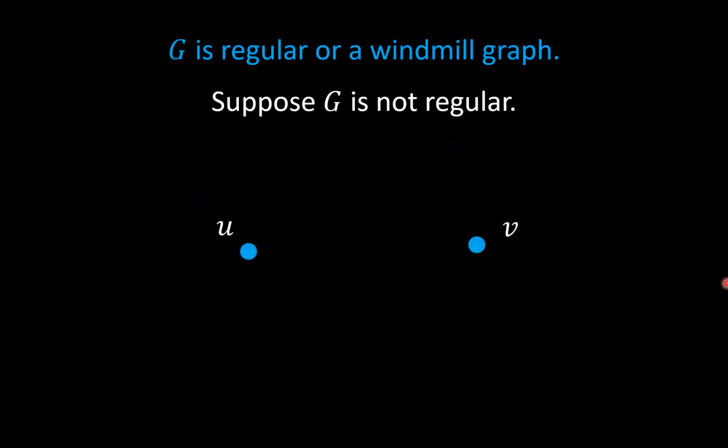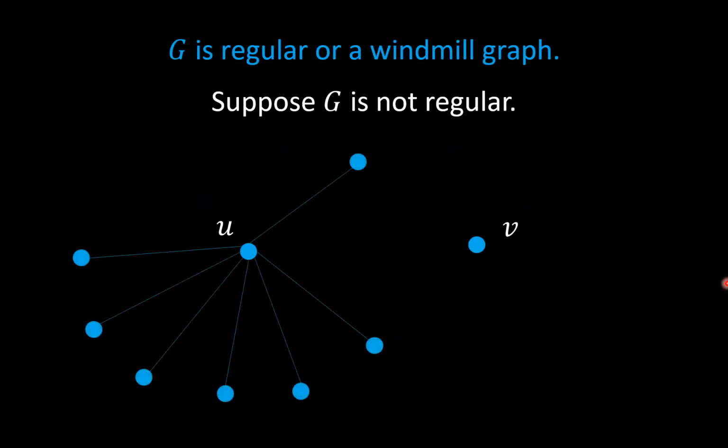U has some number of neighbors, V has some number of neighbors. But by the previous lemma, we know that U and V must be connected because they have different degrees. And they have a common neighbor W by the conditions of the friendship theorem. Now, let's take a neighbor of V which is not a neighbor of U.